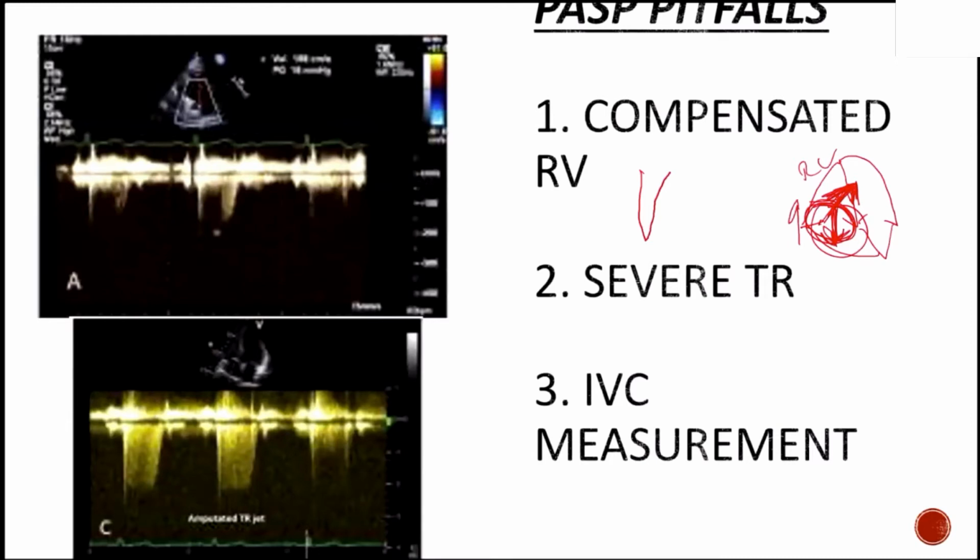So if we're trying to measure the maximum velocity, well, if there's no real velocity between the two chambers, because they're basically one chamber, then what are we actually calculating, right? Really nothing. And then we spoke about IVC measurement and our problems with that. Our IVC measurement can overestimate or underestimate our right atrial pressure significantly. So less reliable, but it's what we got. So use it.